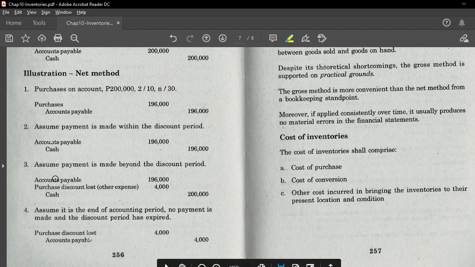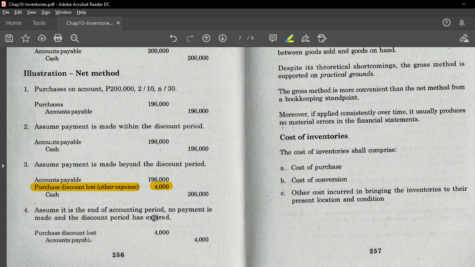Then you will have this account. We call it purchase discount lost. I mean, kung ikaw, wala ka nibayad sa discount period. So that's purchase discount lost, and this is part of your other expense.